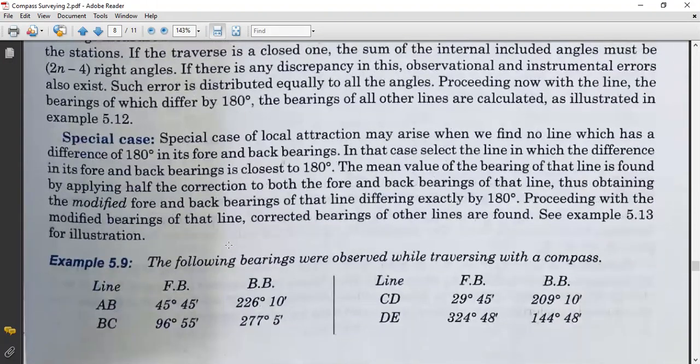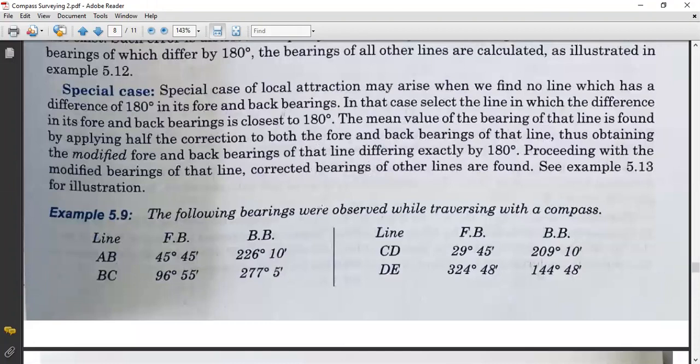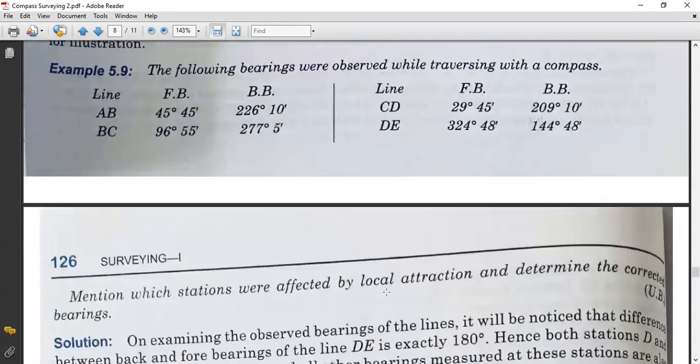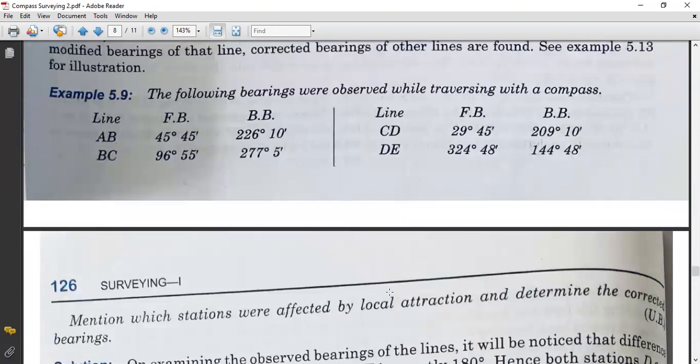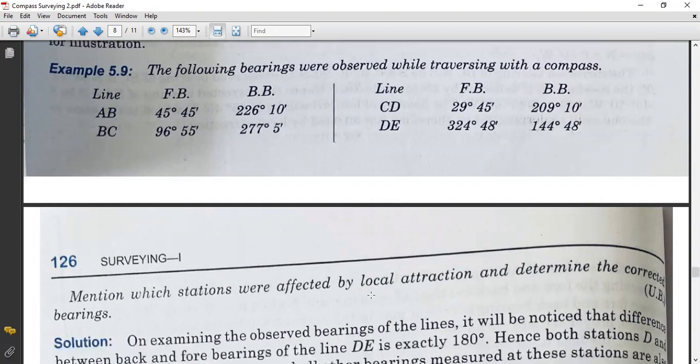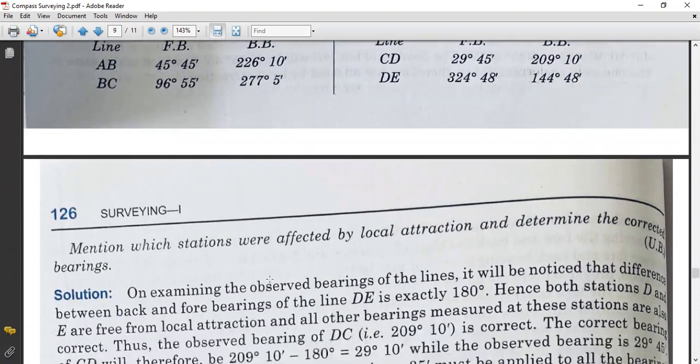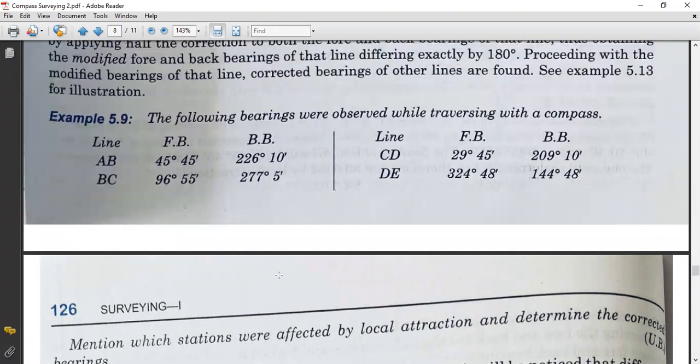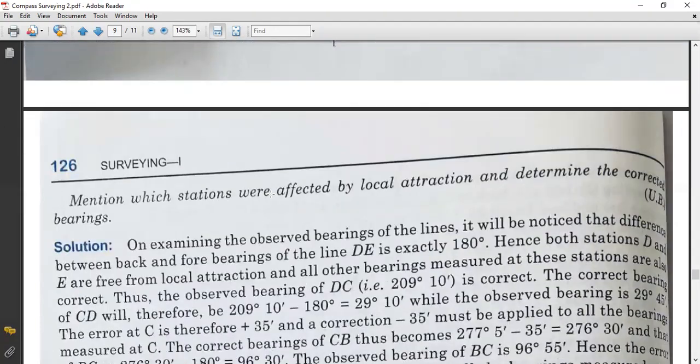Okay, next I will take one example. The following bearings are observed while traversing with a compass. He has given 5 stations: A, B, C, D, E, with lines AB, BC, CD, and DE. The fore bearing and back bearing of each line are given to you. So I will tabulate it first.